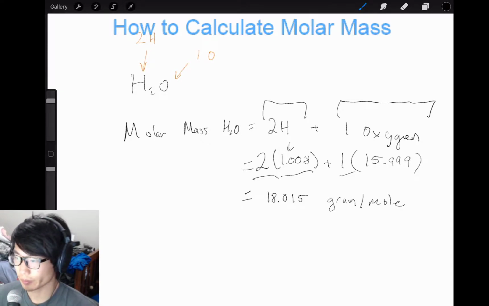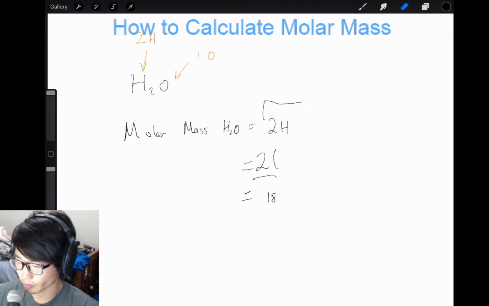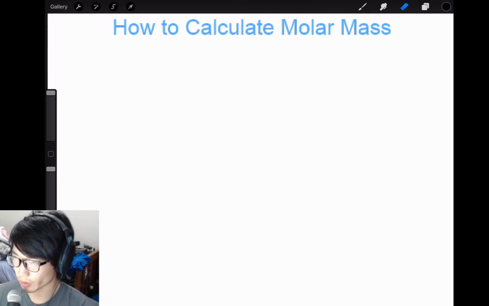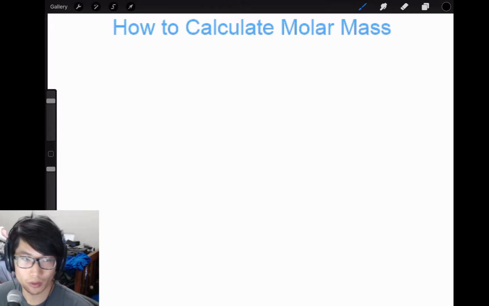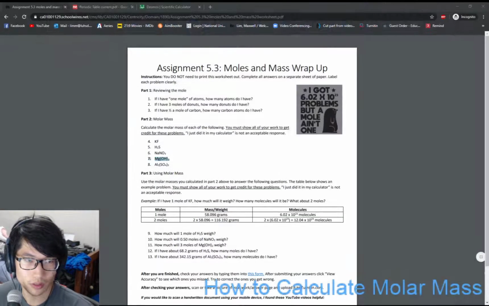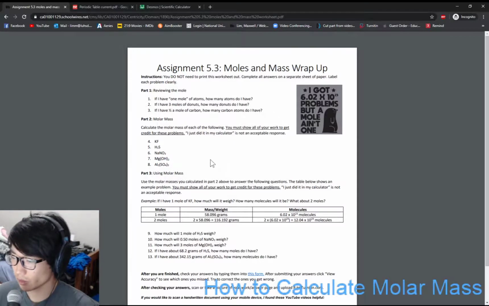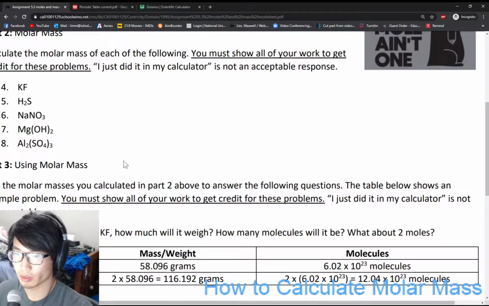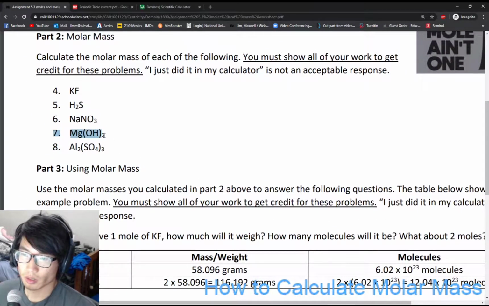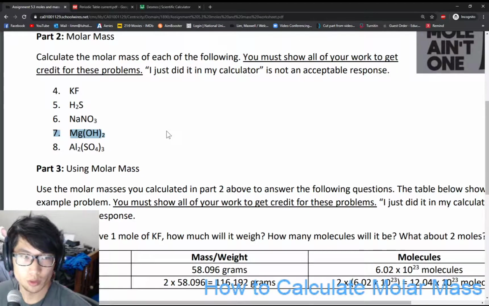Cool. I'm going to go to a harder one. If you have any questions, you can always just post it as a comment, email me, remind me on Remind, do whatever. I'm going to do one off the worksheet you have for 5.3. I'm going to do this bad boy right here. Let me zoom in. This one's a doozy.